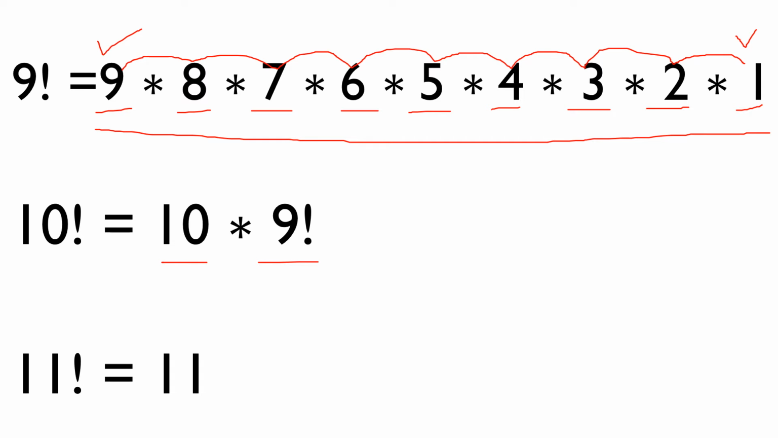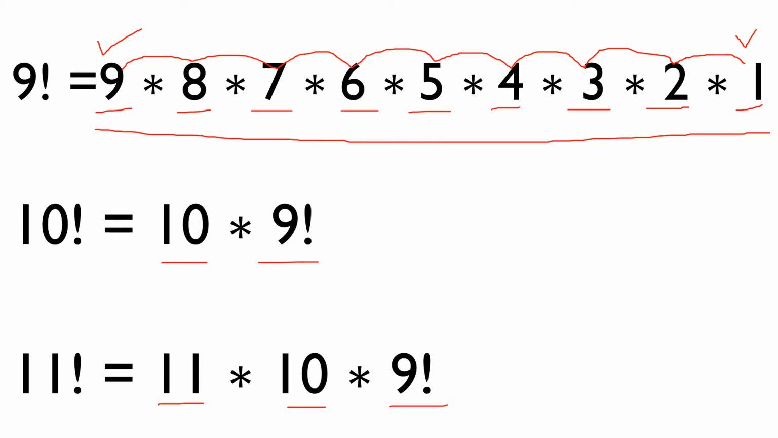Similarly, we can express 11 factorial in terms of 9 factorial, and it is the same as 11 times 10 times 9 factorial. Now, why are we expressing 10 factorial in the form of 9 factorial? And why are we also expressing 11 factorial in terms of 9 factorial?